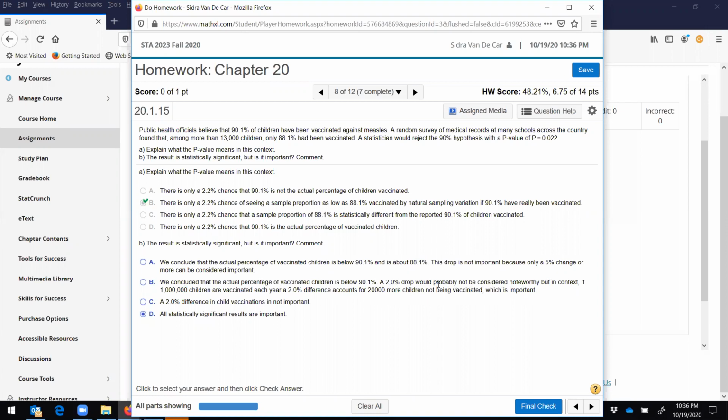Okay, a 2% drop would probably not be considered noteworthy, but in context, if 1 million children are vaccinated each year, a 2% difference accounts for 2,000 more children not being vaccinated, which is important.